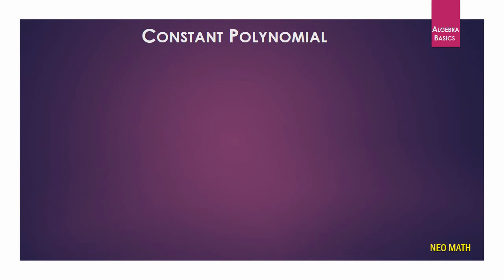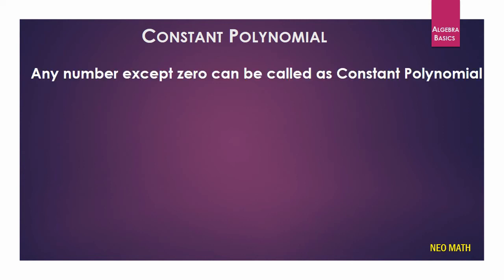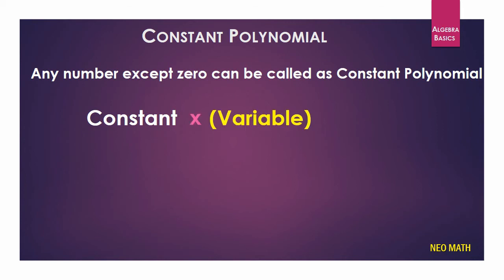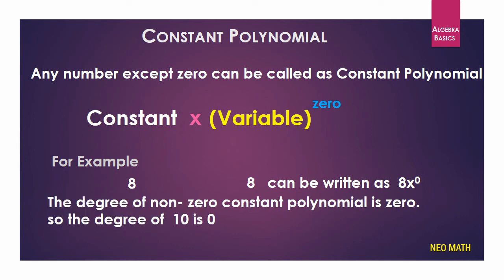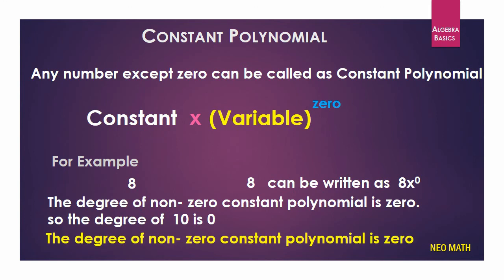So what is a constant polynomial? Any number except 0 can be called a constant polynomial. So let me discuss the structure of a constant polynomial: constant times variable to the power 0. For example, 8. So 8 can be written as 8 times x⁰. So the degree of a non-zero constant polynomial is 0. So the degree of 10 is 0. The degree of 8 is 0. Clear? So any number except 0 can be called a constant polynomial. The degree of a non-zero constant polynomial is 0.